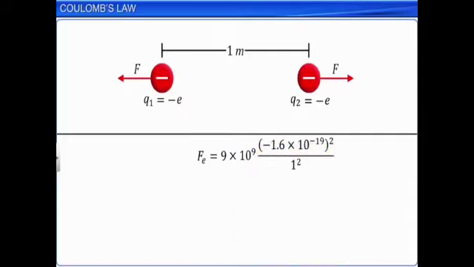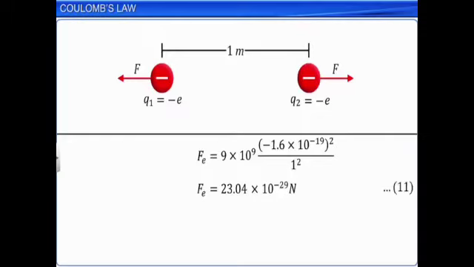Substituting the values of the various parameters, we have the electrostatic force between the two electrons is equal to 23.04 into 10 power minus 29 Newton. Let this be equation 11.